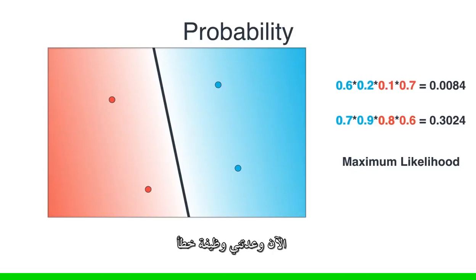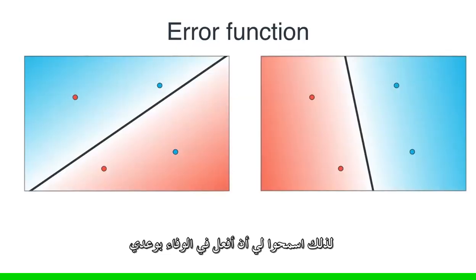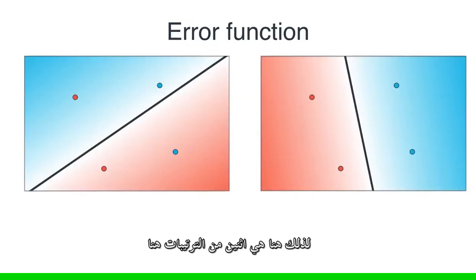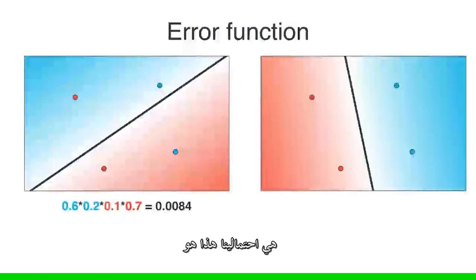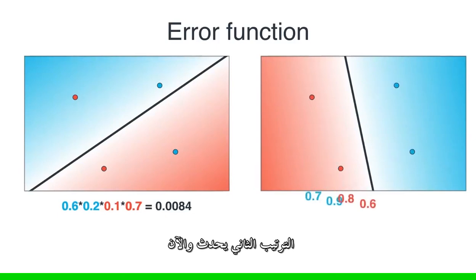Now I promised you an error function, a penalty that I can add to each of the points, and then add these up to get an error function. And all I've done so far is multiply probabilities. So let me deliver on my promise. So here are our two arrangements. Here are our two probabilities. This is the probability of the first arrangement happening and the probability of the second arrangement happening.